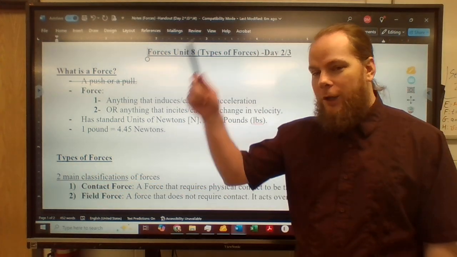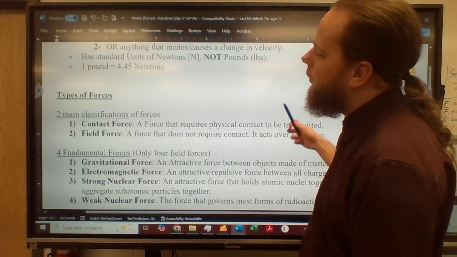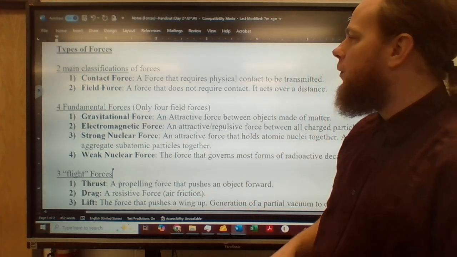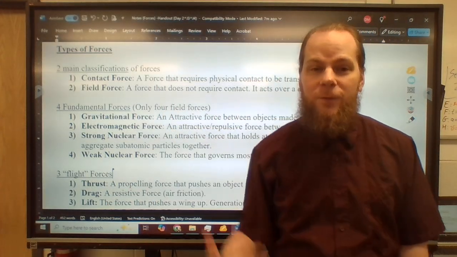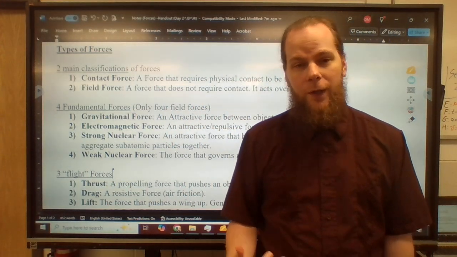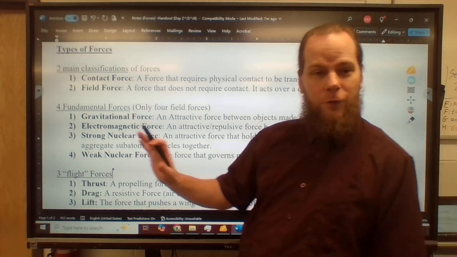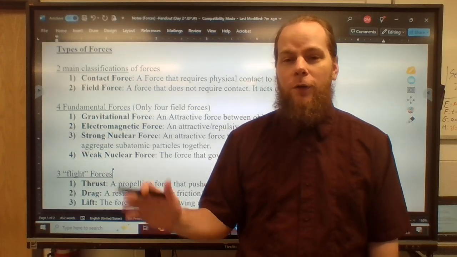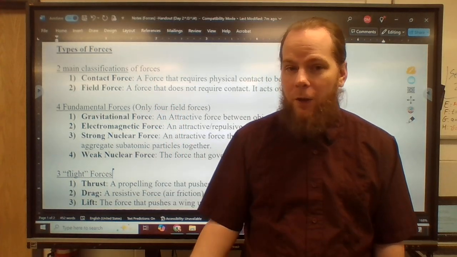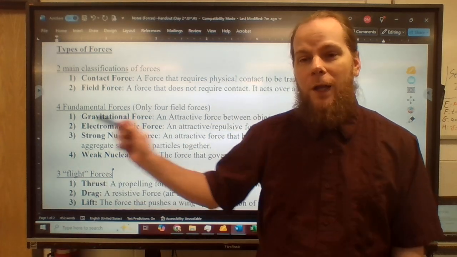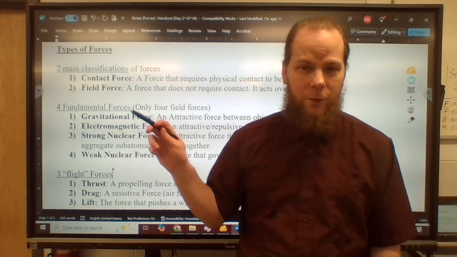Now on to the actual topic that we care about today, which is types of forces. The types of forces fall into a couple different categories. There are a few ways to divide up forces. You can do forces that are pushes versus forces that are pulls. You can do contact forces versus field forces. There are a couple other different ways that I'm not even going to get into in this, but we are going to be using contact versus field.